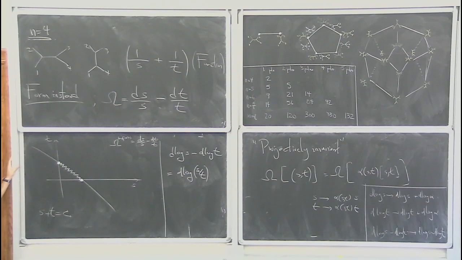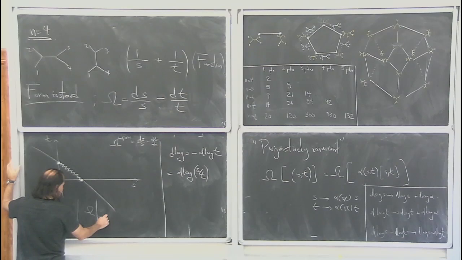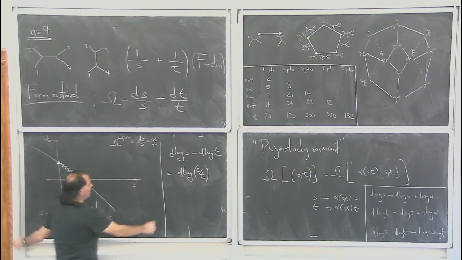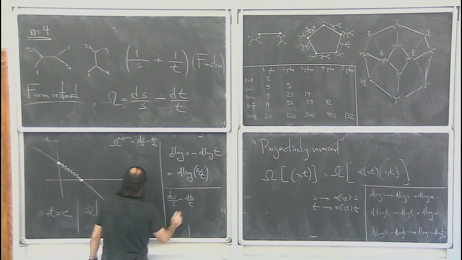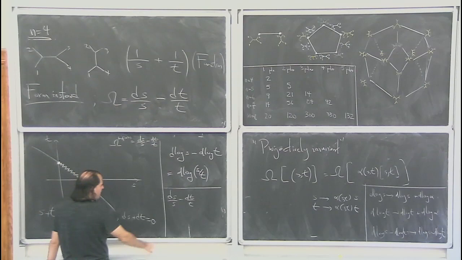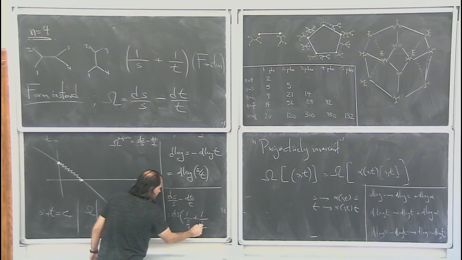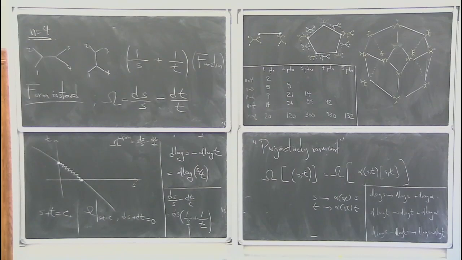And furthermore, if I take omega and I pull it back to the space where s plus t equals constant, what do I get? Well, it's ds over s minus dt over t. But ds plus dt equals 0. So this becomes ds times 1 over s plus 1 over t. Okay, and that 1 over s plus 1 over t is the amplitude.